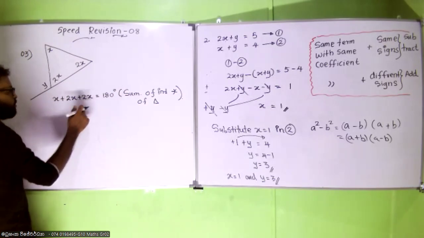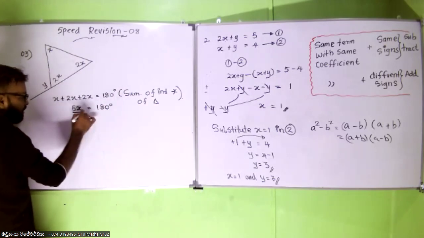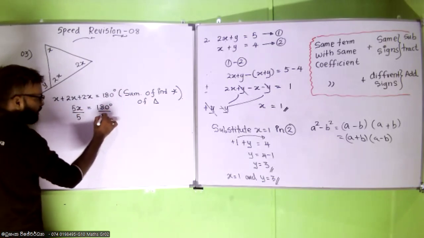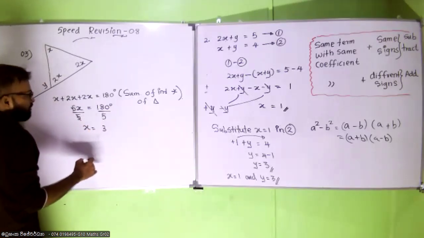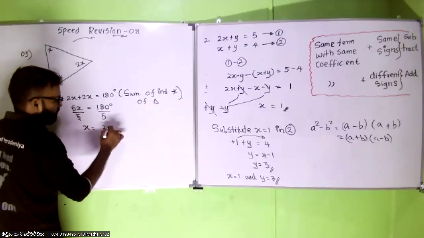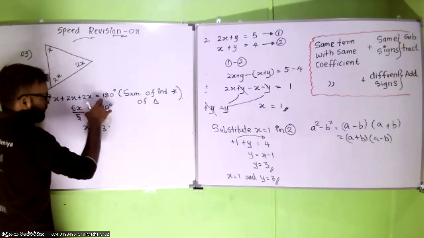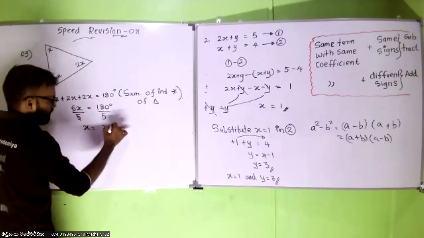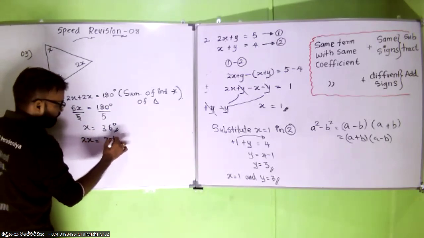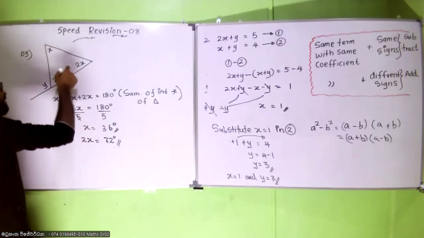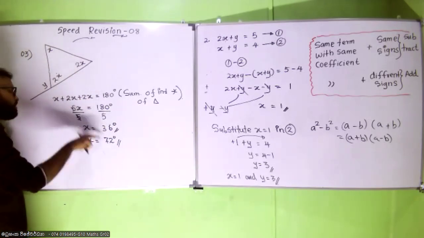x plus 2x plus 2x is 5x equals 180. Divide both sides by 5 so that you can get the value of x. It is 36. So you can find 2x, that is 72. If you know this is 72, you can find y easily by subtracting from 180. 180 minus this one, you will get y.